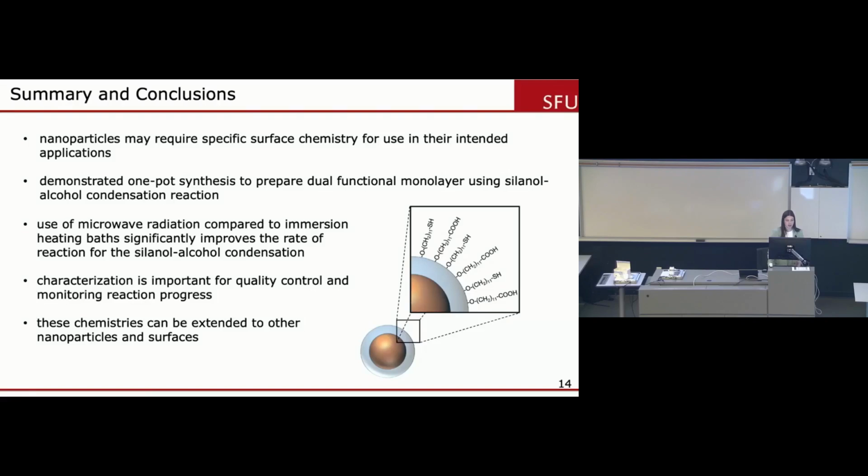However, characterization is a really important quality control factor, and that's something that was often missing in previous studies, so we showcased our ability to use an assay in combination with XPS to determine those results. And these chemistries in the future, we would love to see them extended to other nanoparticles and other surface types, and that's one thing that can join our connection with the Nanomedicine network and hopefully allow those future surface loadings to be viable.